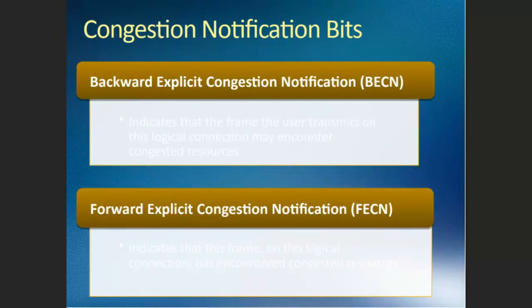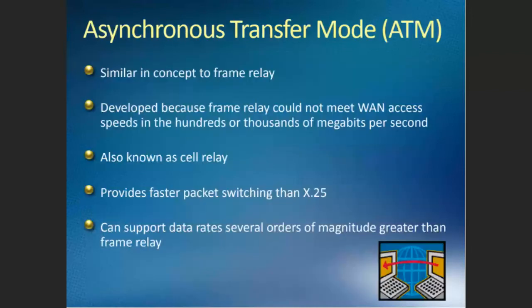And forward, FECN, means that the frames that have been received have faced congestion. That's the meaning. It indicates that the frame on this logical connection has encountered congested resources. Okay, so it's very powerful, and this is very important information for the network administrator.